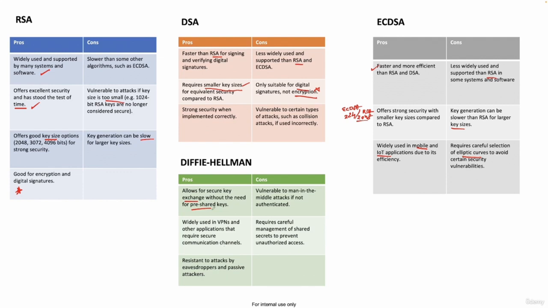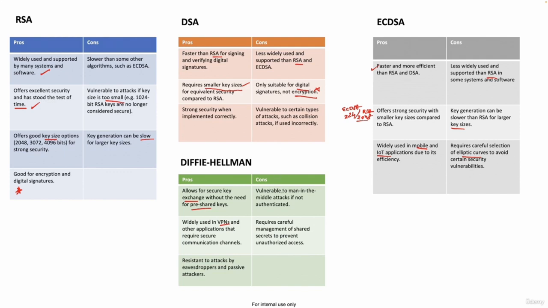Okay, good. So it's actually widely used in VPNs. Now, what is a VPN? VPN is a virtual private network, and we will look at VPNs in upcoming videos. So it's widely used in VPNs and other applications that require secure communication. And it is resistant to eavesdroppers and passive attackers.